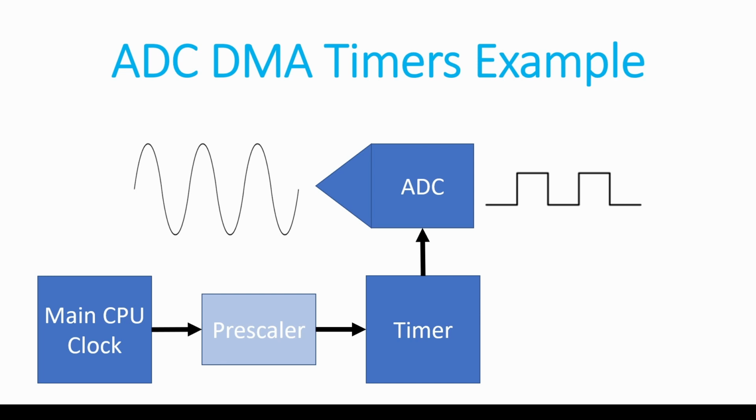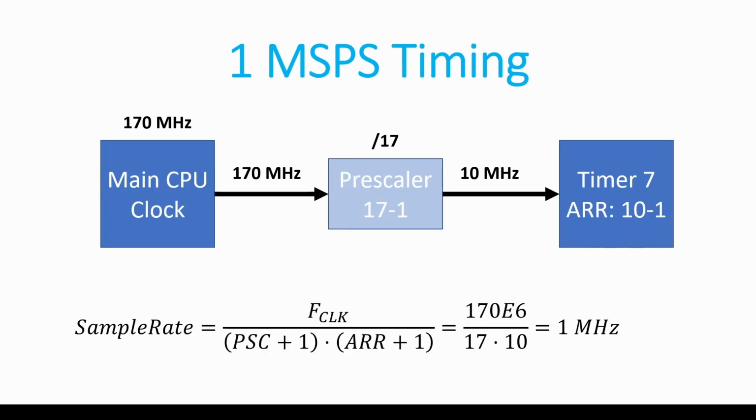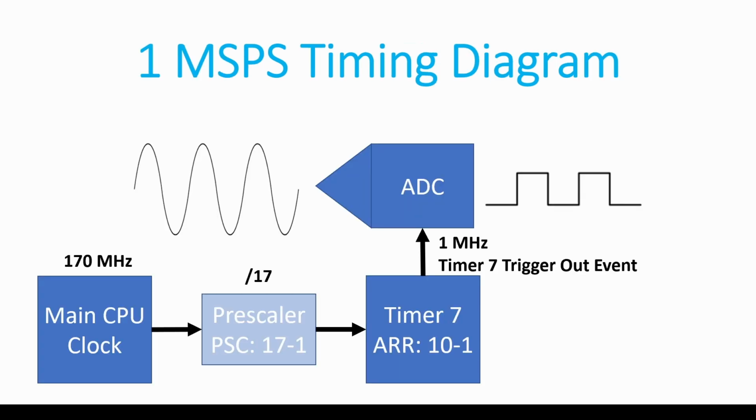By selecting specific prescaler and counter period values, the sampling speed of the ADC can be set. For this example, I will run the ADC at precisely 1 megasamples per second. I will accomplish this by using timer 7, setting the prescaler to 17-1 and the counter period to 10-1. Thus, the counter will tick with a frequency of 10 MHz and reset every 10 ticks, thus creating an output trigger of 1 MHz. Therefore, our new timing system will look like this.